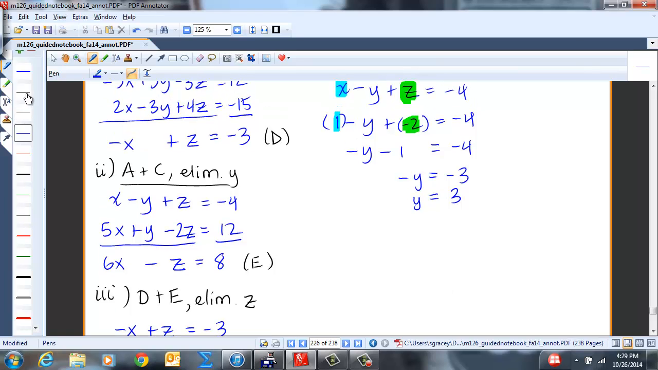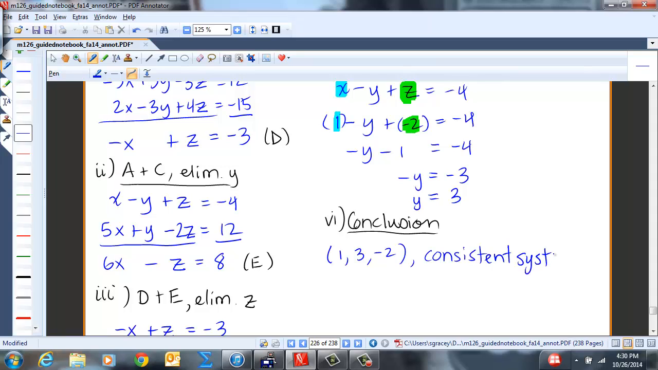Our next step is our conclusion. So again, we found an ordered triple, and so we got 1, 3, and negative 2. This is a consistent system with independent planes.